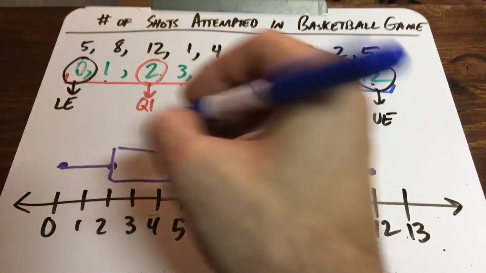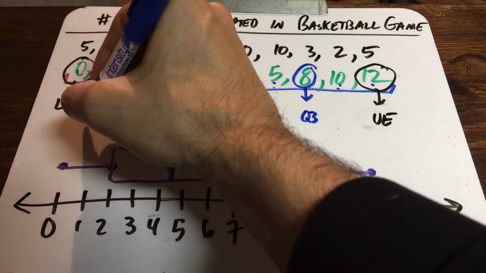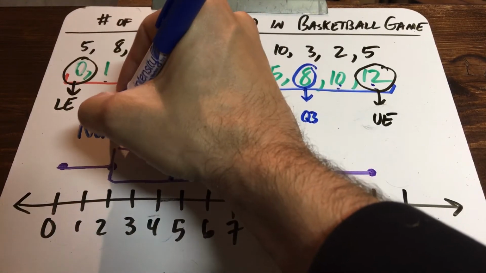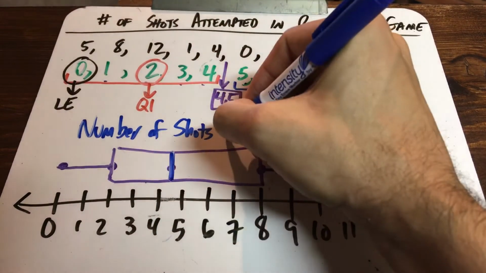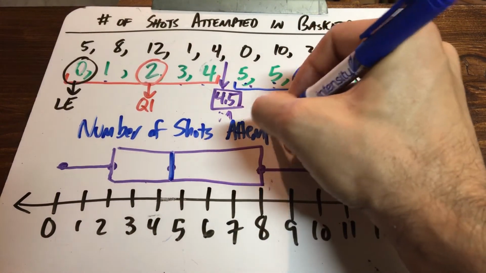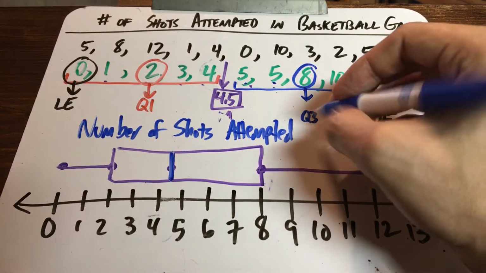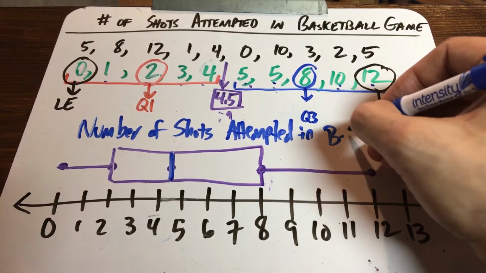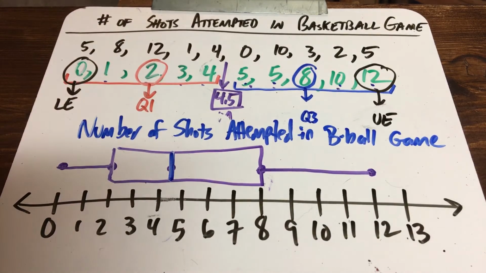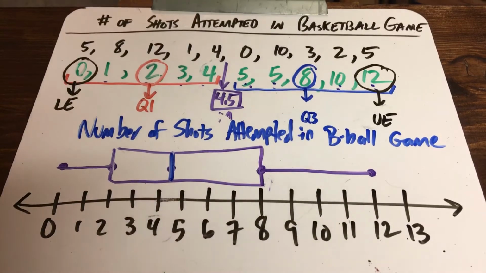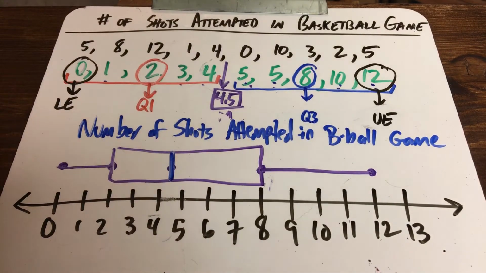I would actually put a title on this. I would put a title like number of shots attempted, right? And I'm going to put B-ball game. There you go. And so we did it. And you're happy. You're like, oh, man, that looks kind of cool. And I'm done with it, so I'm feeling pretty good about myself.